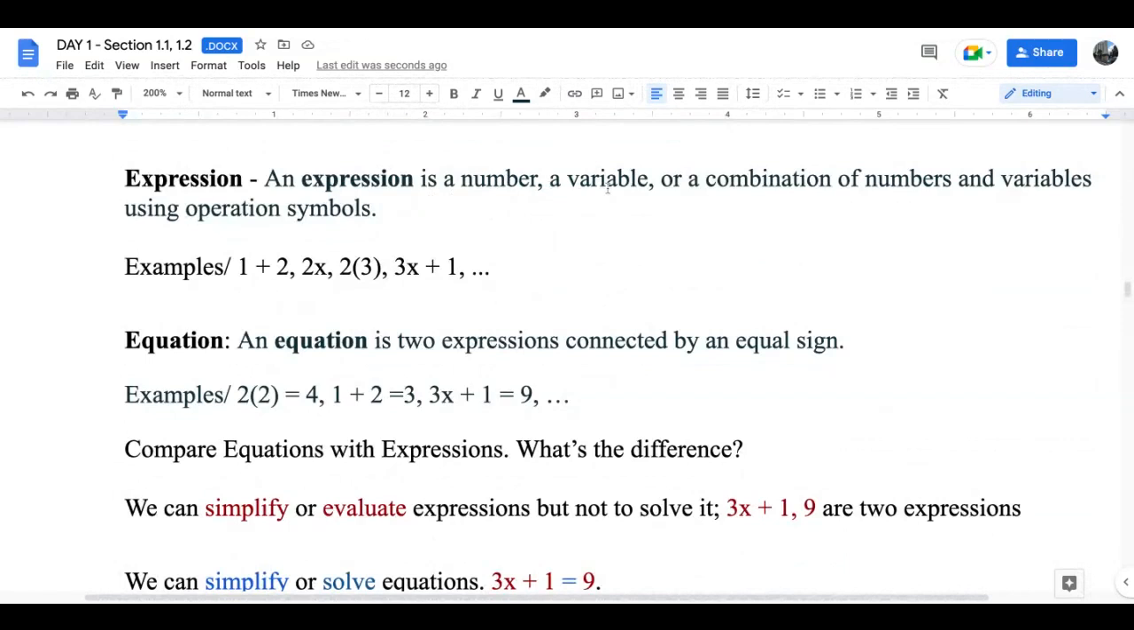An expression can be a number, a variable, or a combination of numbers and variables with operations. 1 plus 2 is an expression, 2x is an expression, 2 times 3 is an expression, 3x plus 1 is an expression. Basically, any mathematical term without an equal sign is an expression. An equation has an equal sign. 2 times 3 equals 4, that's an equation. 1 plus 2 equals 3, that's an equation. 3x plus 1 equals 9, that's an equation. So the world of mathematics basically has two families: expressions and equations.